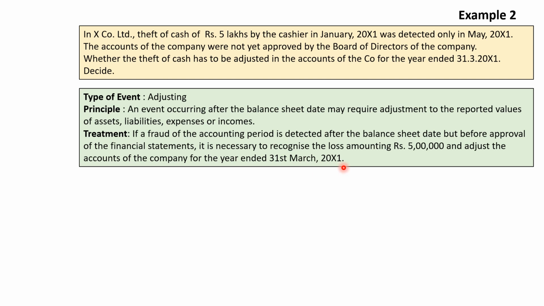I hope it is clear to all of you, because it's an adjusting event. The event already took place before 31st March. It was not detected before 31st March, and after 31st March it is detected, and since the board of directors are yet to approve the financial statements, it is better for you to amend the financial statements and make the record of the particular event which took place. What was the event? Theft, which was undetected prior to 31st March, but after 31st March a new event took place. What is that? Detection, and detection told you what was the real position on 31st March, so it is better for you to adjust the same.